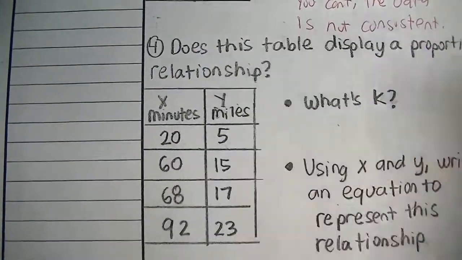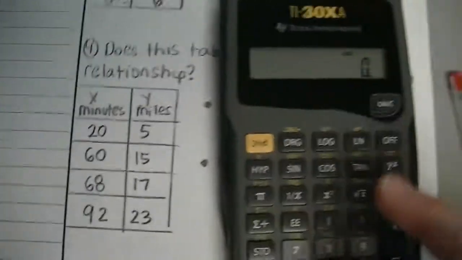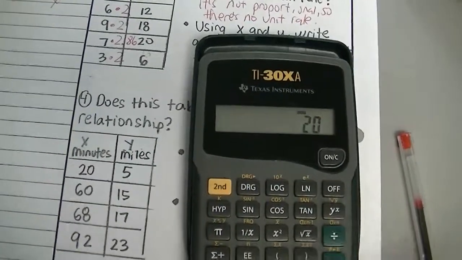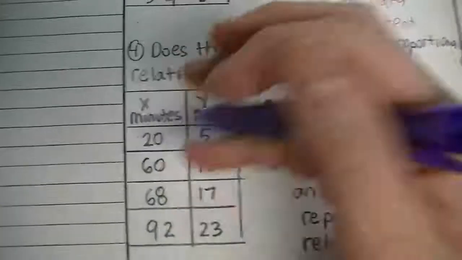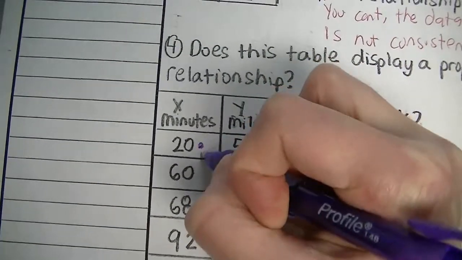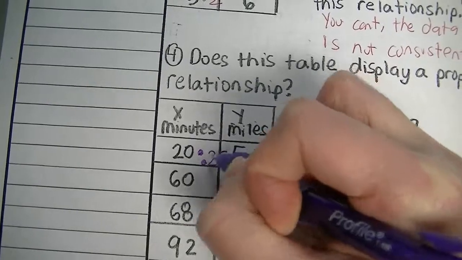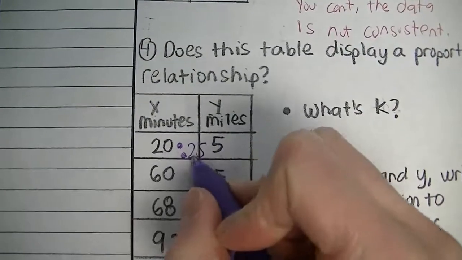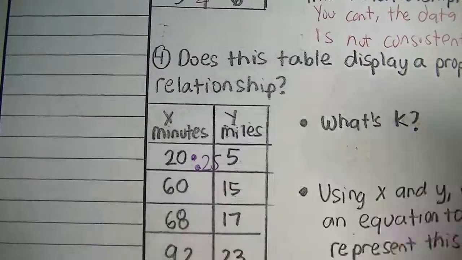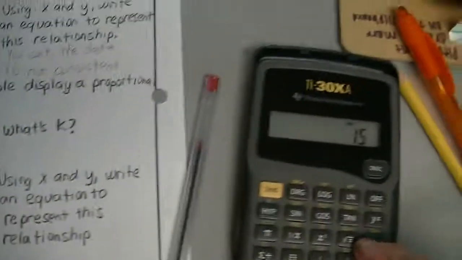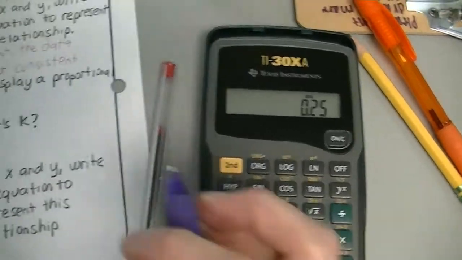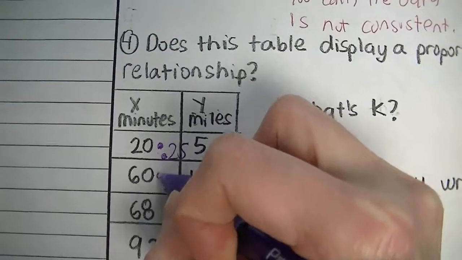So 5 divided by 20. Go ahead and figure that out. It's y divided by x, and that is 25 hundredths. So we took this x value, multiplied it by 25 hundredths to get the corresponding y value. Okay, now let's go 15 divided by 60. And I also got 25 hundredths. So far it's looking like it could be proportional.